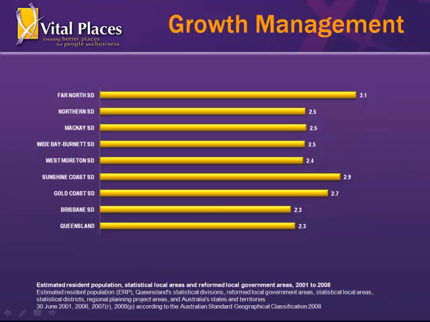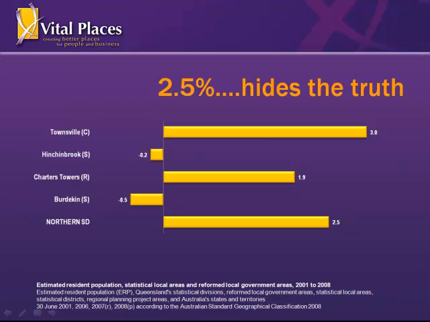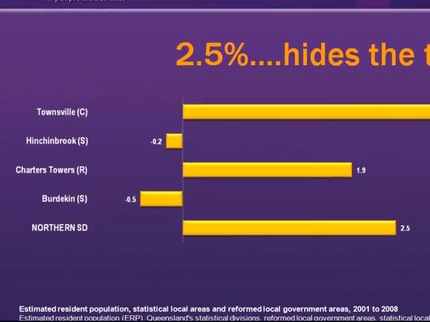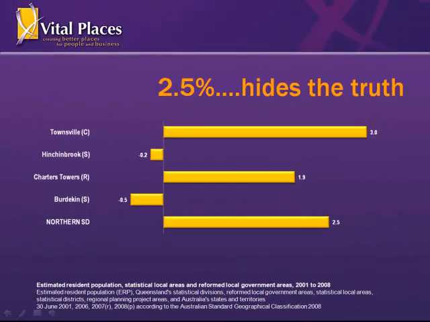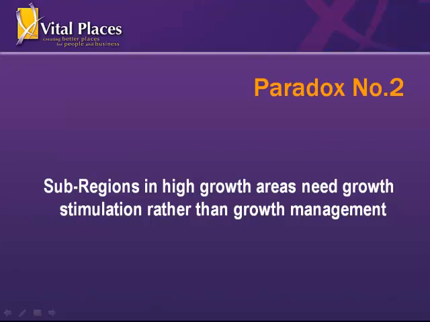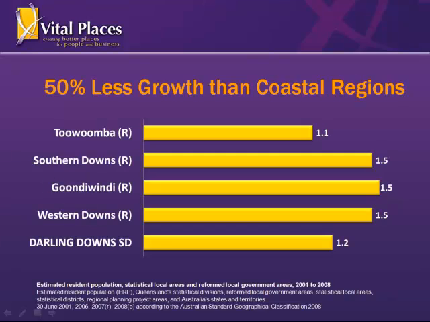Yet these figures can disguise what is really happening at the community level. For example, within the statistical area of North Queensland, which has an average growth rate of 2.5%, in fact the communities within that statistical division have relatively uneven growth. This leads to the real paradox in sub-regional areas, where sub-regions in high-growth areas need growth stimulation rather than growth management. In the Darling Downs statistical division, which has an average of 1.2% growth in the same period, it's a 50% less growth rate than coastal regions.